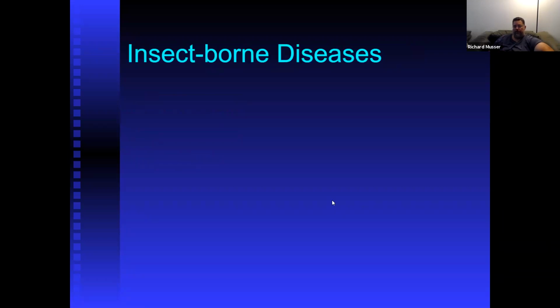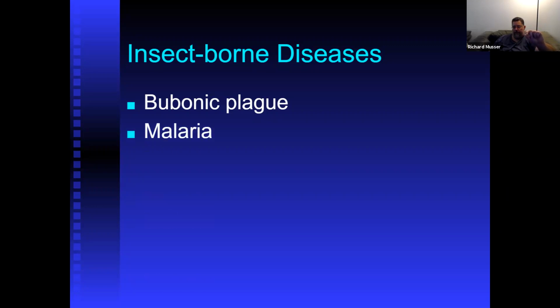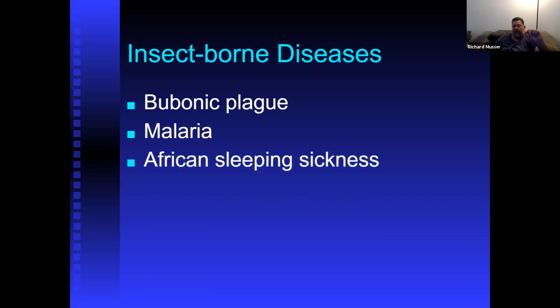Obviously, insects are important because they do spread diseases. As I mentioned before, malaria is spread by mosquitoes. Bubonic plague was spread by fleas. You can also have African sleeping sickness, which is another, I can't remember if it's a bacteria or not, but that's also spread by insects. But there's a variety of insect-borne diseases.